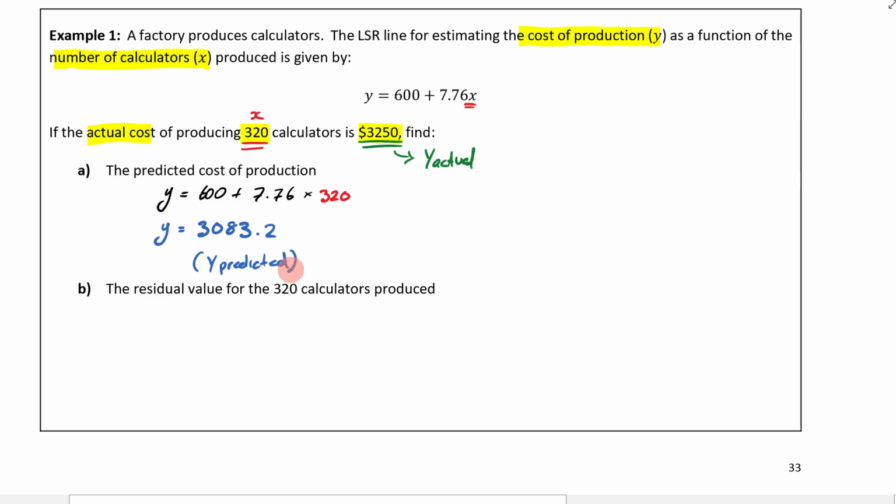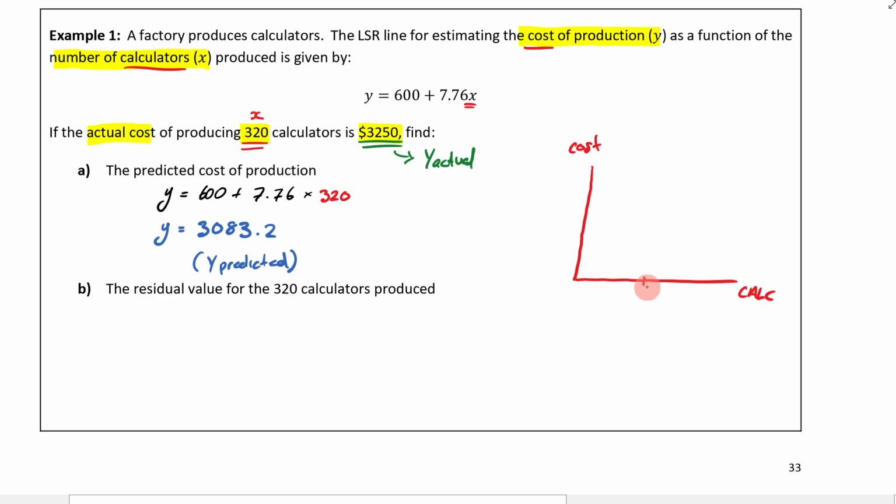Now, we've got the answer there. We could just walk on down to the next question and go on. But I just want to take a moment here to make sure that we've all got our bearings on what we've just done. So let's just come over here for a moment and draw ourselves some axes. Now, my y is the cost of production. So this is cost. And my x is the number of calculators that we're producing. And what we're concerned about is producing 320 calculators.